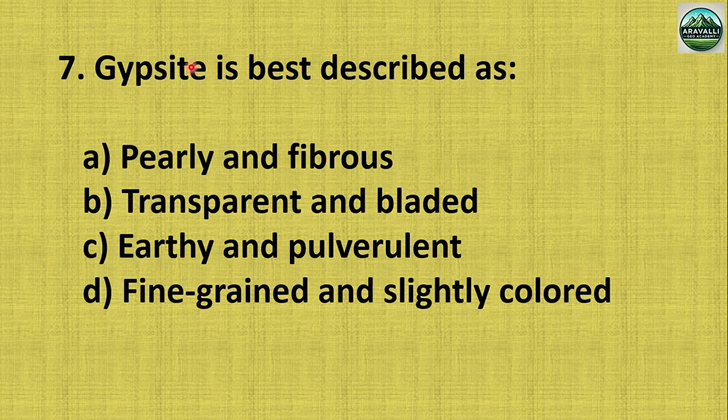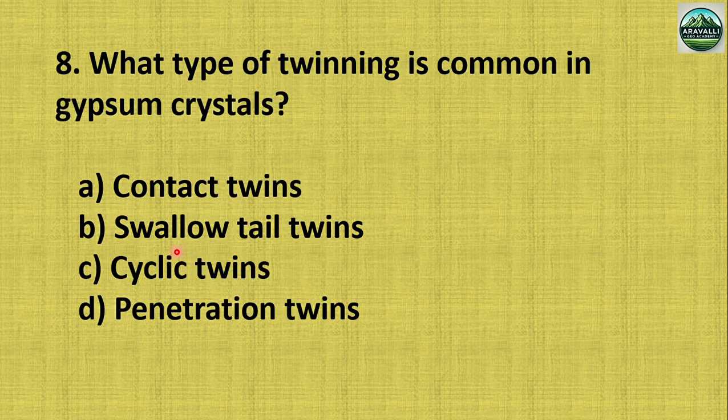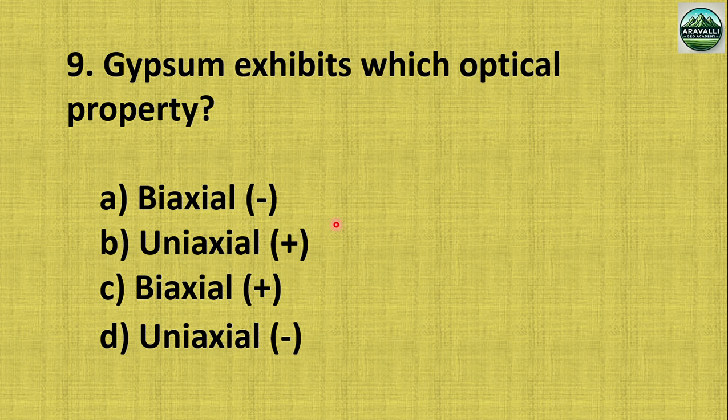Then gypsite, so gypsite is the fourth variety, or gypsite is the earthy variety of the mineral gypsum. Now next, what type of twinning is common in the gypsum crystal? So we already know swallowtail twin is characteristic of the gypsum crystals. Now gypsum exhibits which optical property? So we know the optic sign of gypsum is biaxial positive.